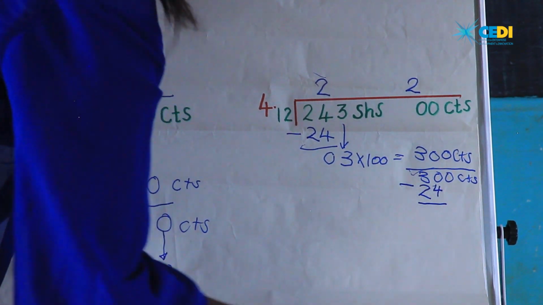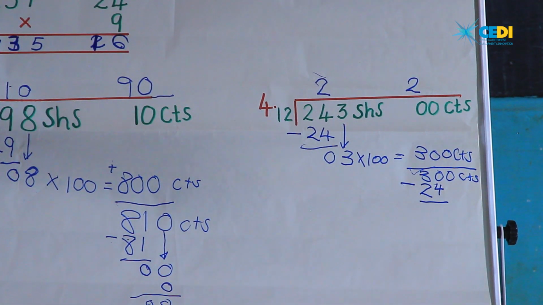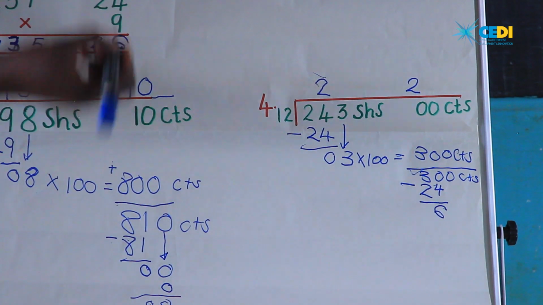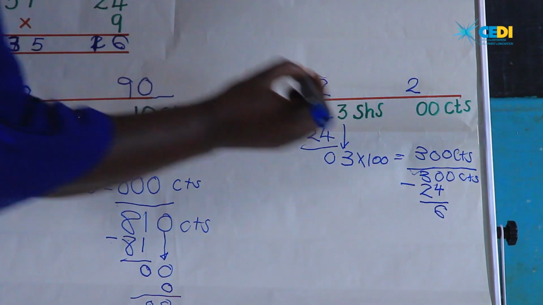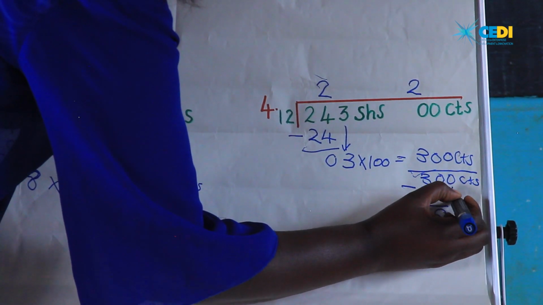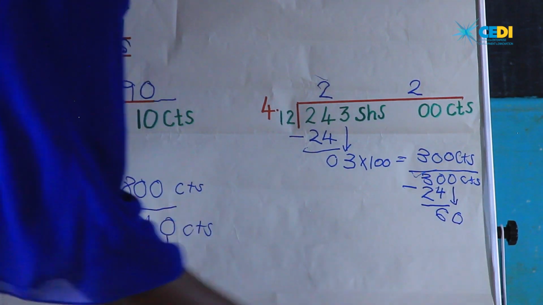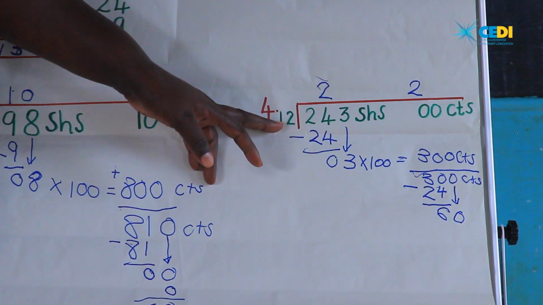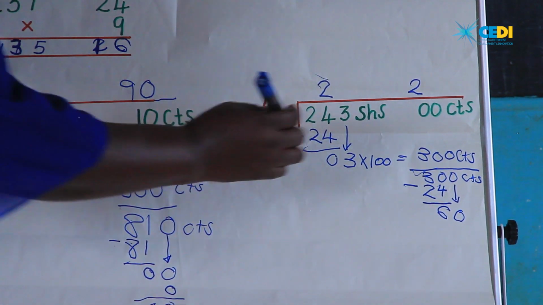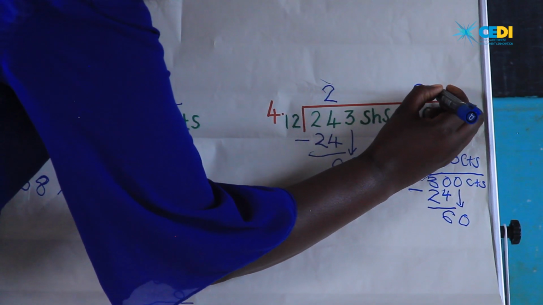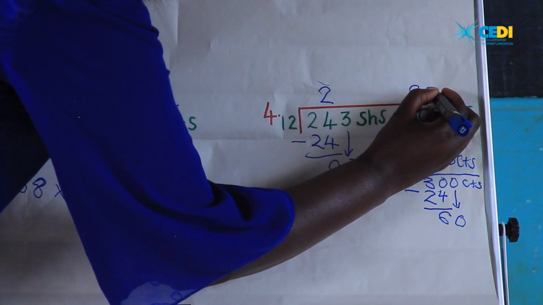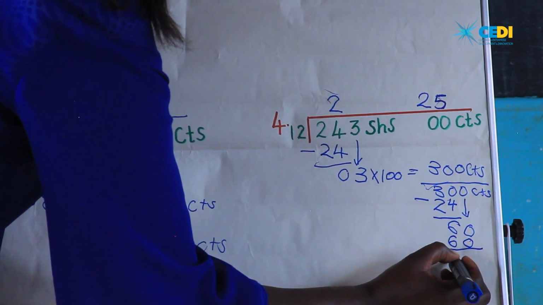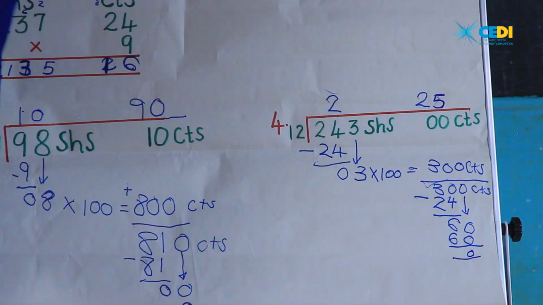You subtract 30 cents minus 24 cents, you will get 6. But remember, you have a 0 up, so you drop it down. You still have 60 cents. 60 cents are given to 12 children. You will give each child 5 cents, which is equal to 60. You will have a remainder of nothing.